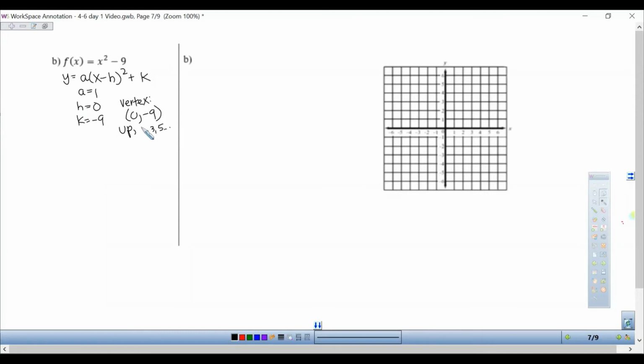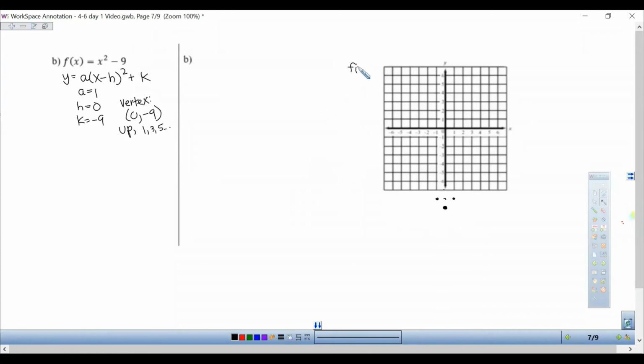So let's graph f. So we're going to plot the vertex (0, -9). Of course, it's not on here. So 7, 8, 9, we'd say is about there. And then if we go out 1, up 1, we're going to be here. I should probably make a table. Let's make our table here.